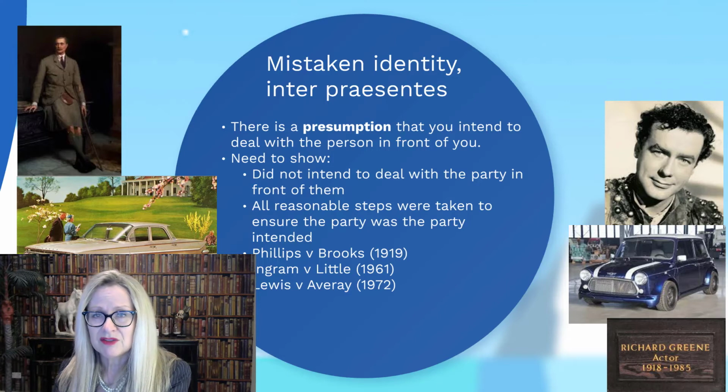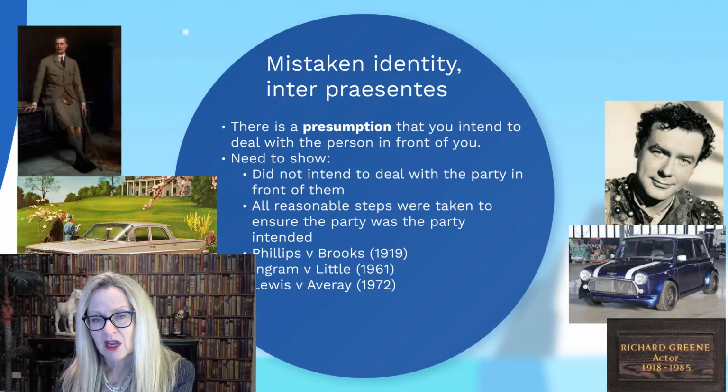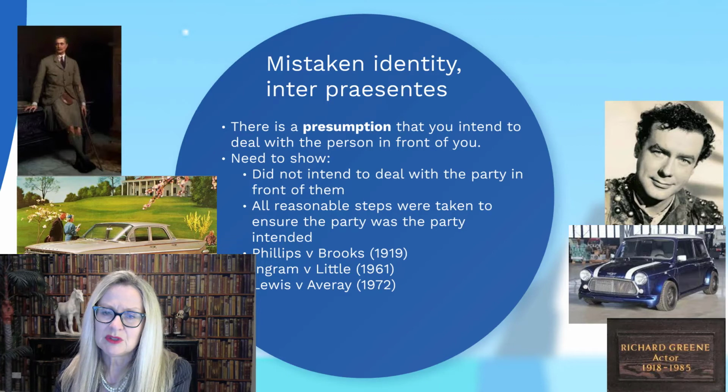And so what you have to do to be successful here is rebut the presumption that the court says, well, sorry, buddy, you intended to deal with whoever was in front of you. So you need to show that you didn't intend to deal with the party in front of you and that all reasonable steps were taken to verify the identity. There's a trilogy of cases here. The Ingram and Little case is another Denning case that caused many academics some consternation, shall we say. But Lewis and Avery is the one that has had most consensus of opinion that it was quite a reasonable outcome.